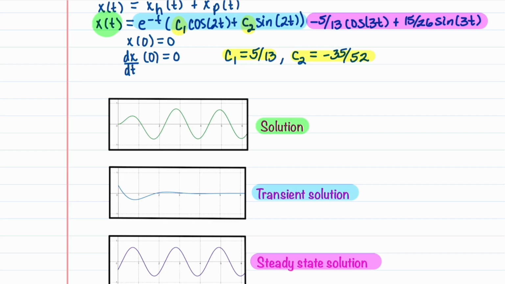And that's it. You now know how to model and solve forced damped mass spring systems and understand how the solution separates into transient and steady state motion. You should now be able to work through similar problems on your own.